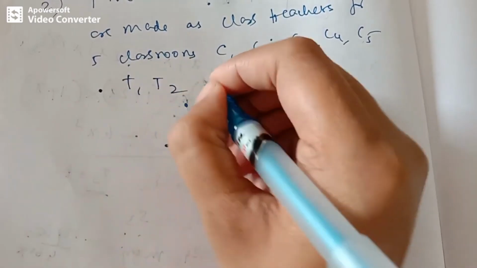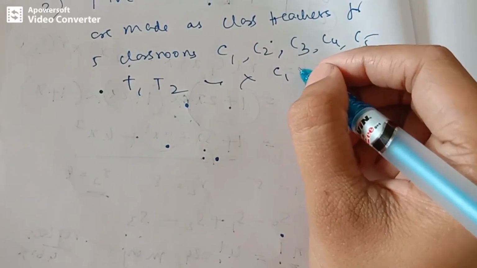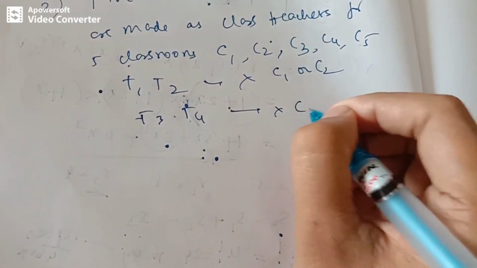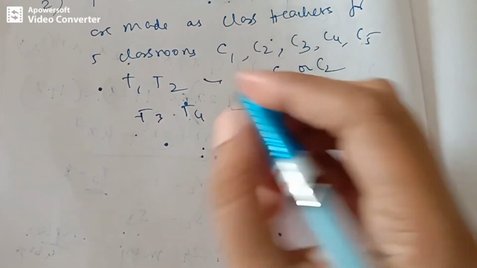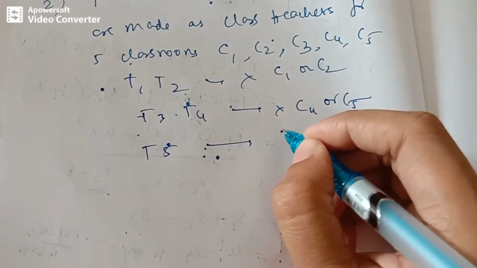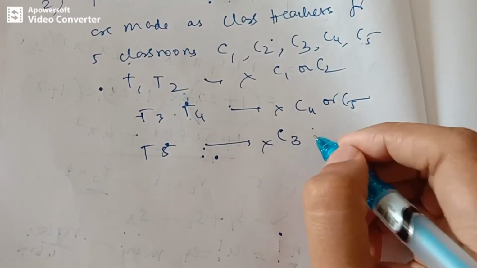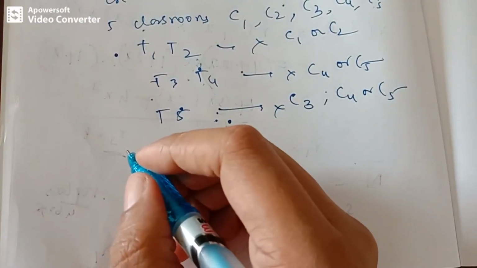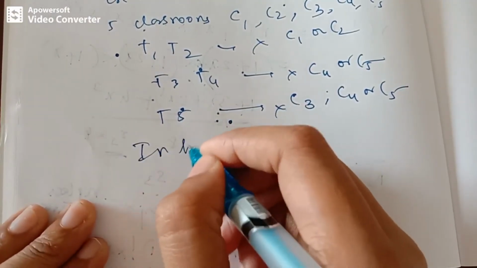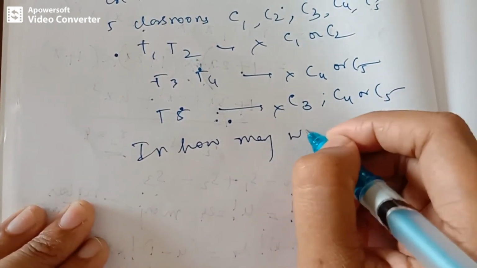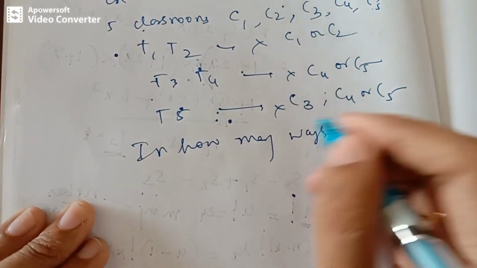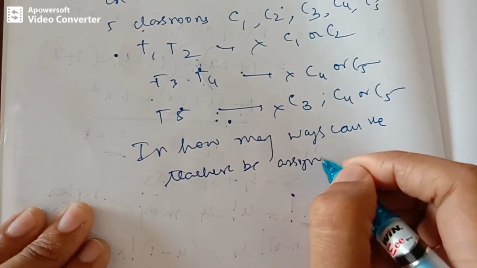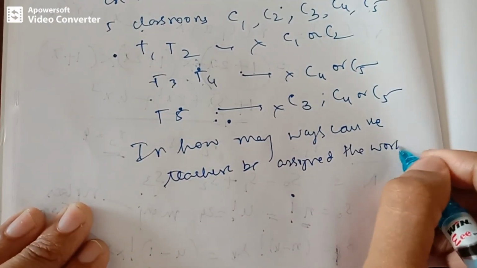T1 and T2 do not wish to become class teachers for C1 or C2. Likewise, T3 and T4 do not wish to become class teachers for C4 or C5, and T5 does not wish to become class teacher for C3 or C4 or C5. In how many ways can the teachers be assigned the work? So this is the question.